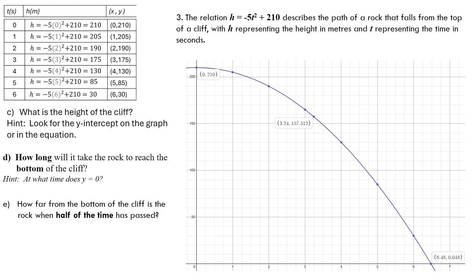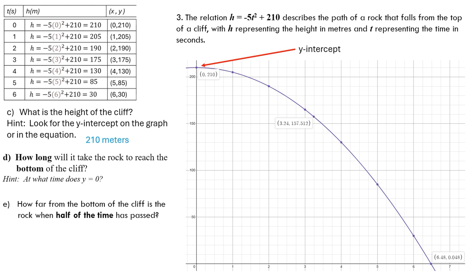Now, our question here is, what is the height of the cliff? So the height of the cliff is going to be equal to the height of the rock at 0 seconds. So at 0 seconds, the rock, before it's been dropped, is at a height of 210 meters. So we can presume that the rock is being dropped at the same height as the height of the cliff. So there's our answer to the first question. 210 meters, height of the cliff.